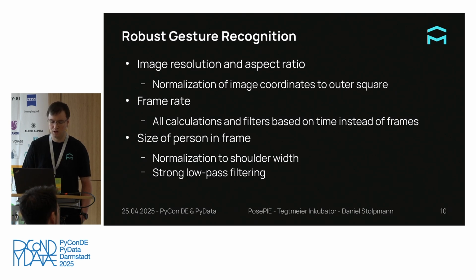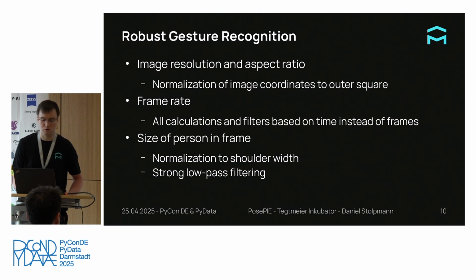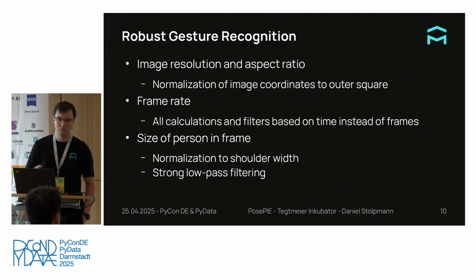Another issue is that the size of the person can also vary. Sometimes you have a really large person in the image, sometimes they are really small. We solve this by normalizing all the detection algorithms to the shoulder width, because we assume that the player is always standing in front of the camera. And then we use some really strong low-pass filtering to smooth out any small variations.